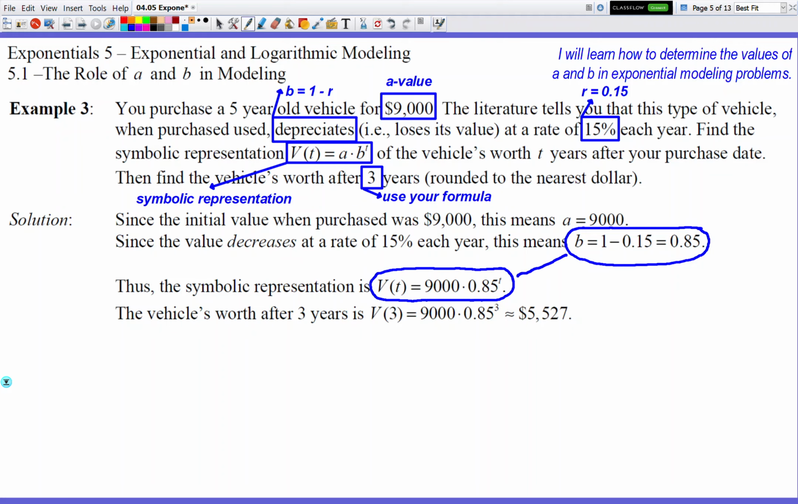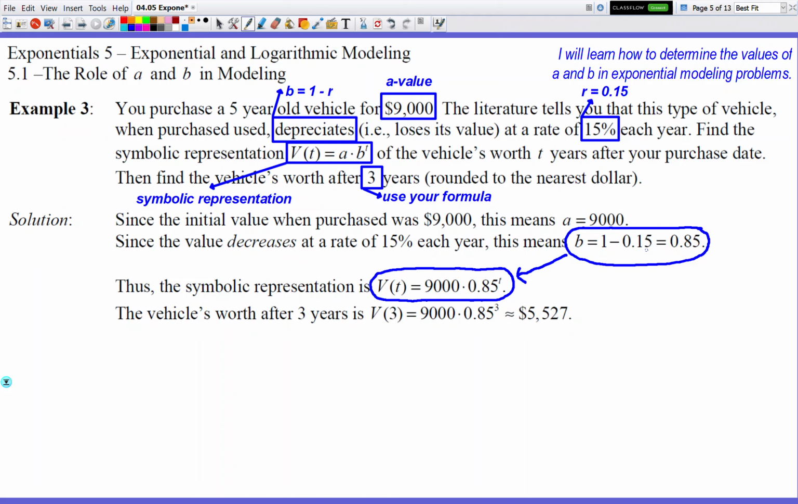So we go in 1 minus 0.15, because that's our r value, 15%. And turn the 15% into a decimal, 0.15. And when you subtract it, you get 0.85. So there's my equation: 9,000 times 0.85 to the power of t.